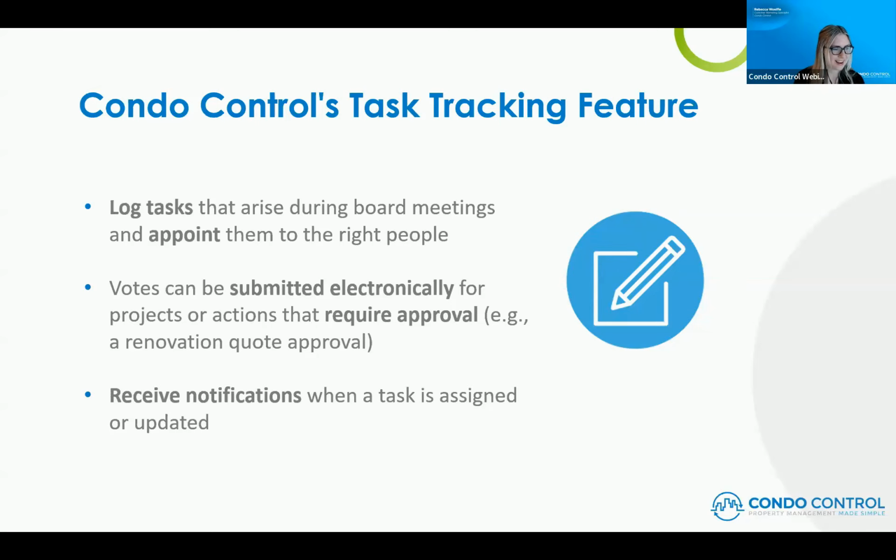So again, addressing that challenge that people stated in the poll, getting the right people to do and complete the assigned tasks. Votes can be submitted electronically for projects or actions that require approval, for example, something like a renovation quote. And we also have built-in email notifications so that you can stay on top of a task. When following a task, you can be notified of any updates, and you can also choose to be notified when you're assigned a new task. And Maria will go into more detail on what this looks like shortly with our product demo.